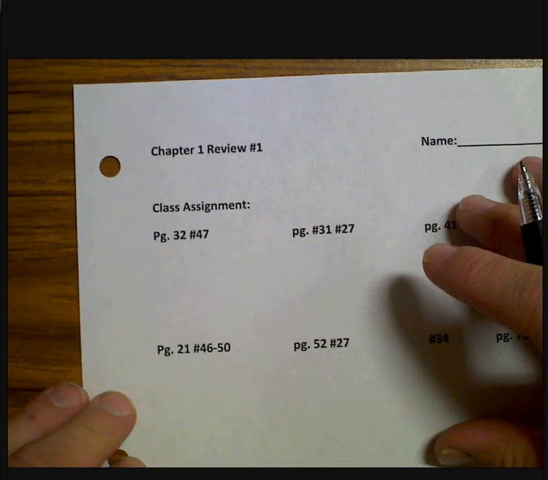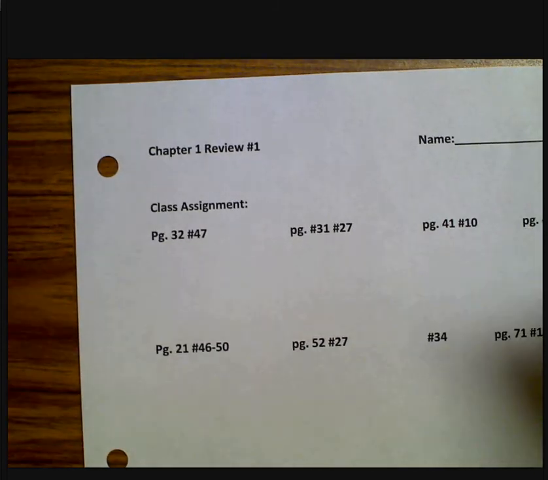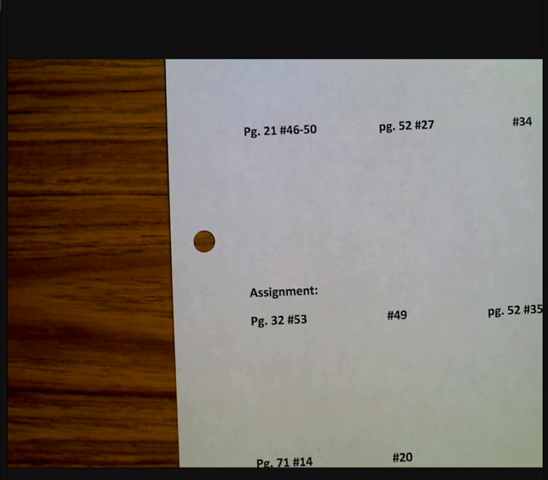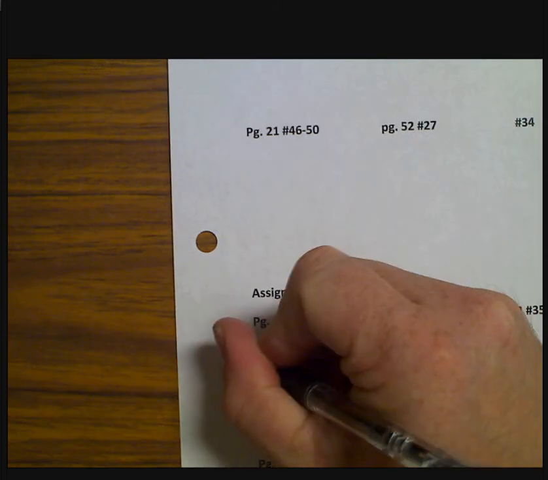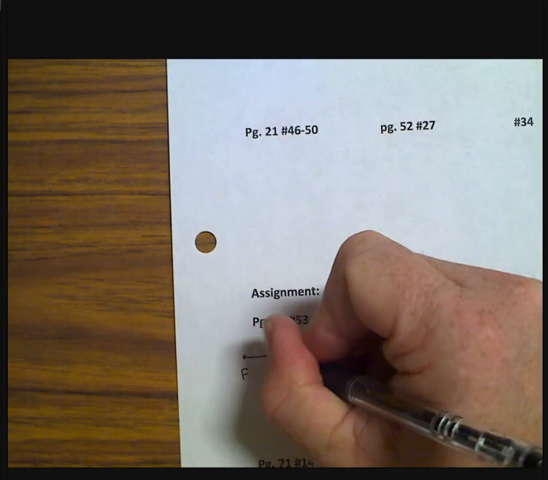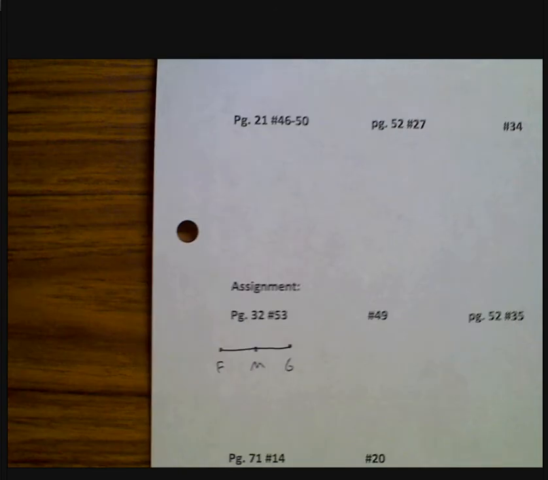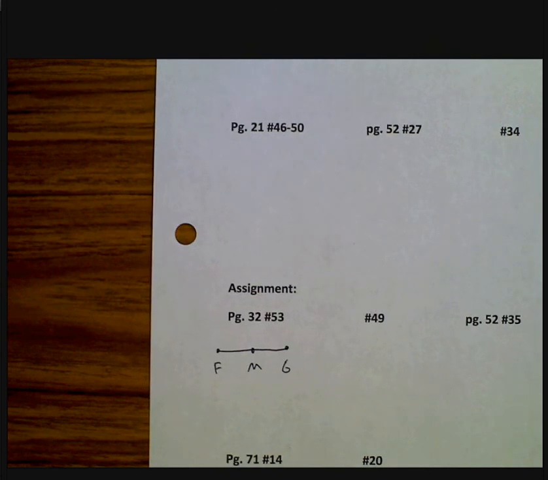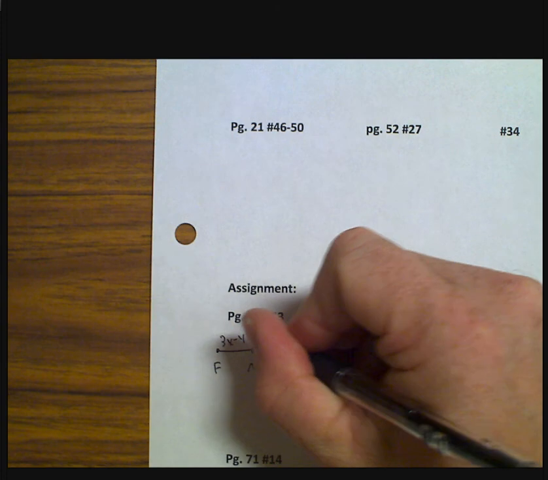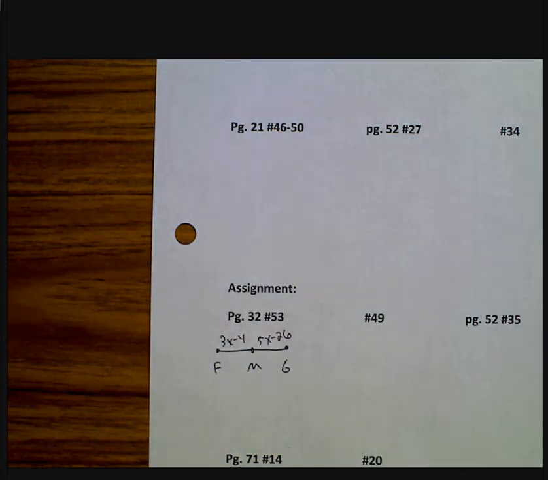Okay, we are on chapter 1 review number 1. So, page 32, number 53. It says suppose M is the midpoint. So I have F, G, and it says M is the midpoint. If FM is 3x minus 4, and MG is 5x minus 26, then what is FG?